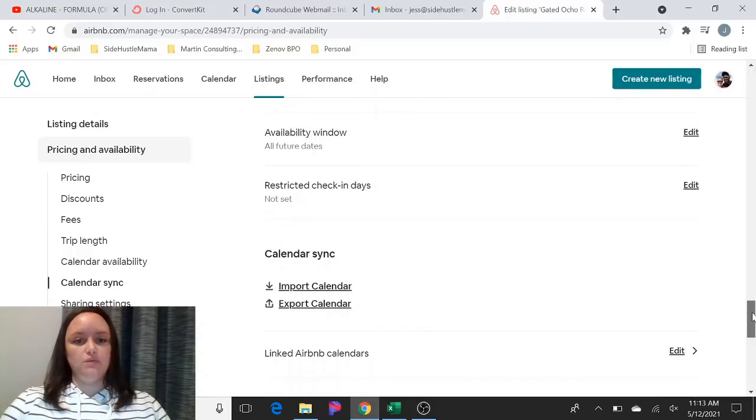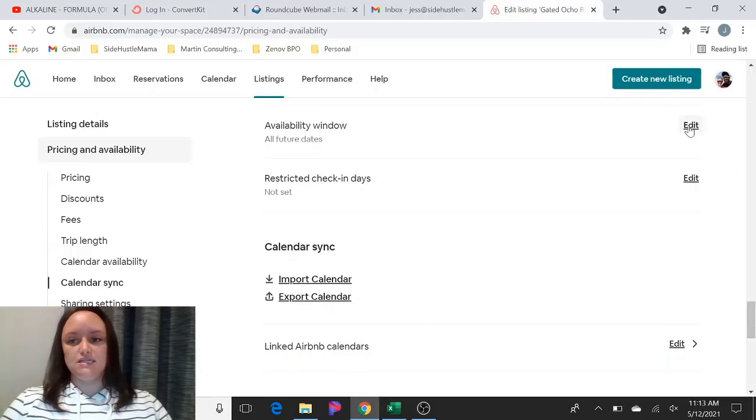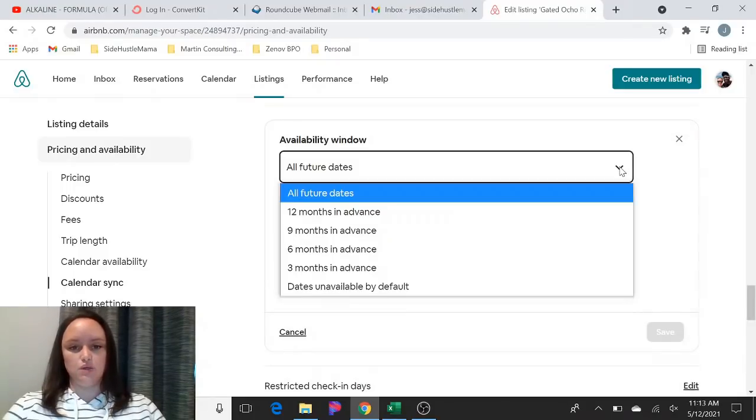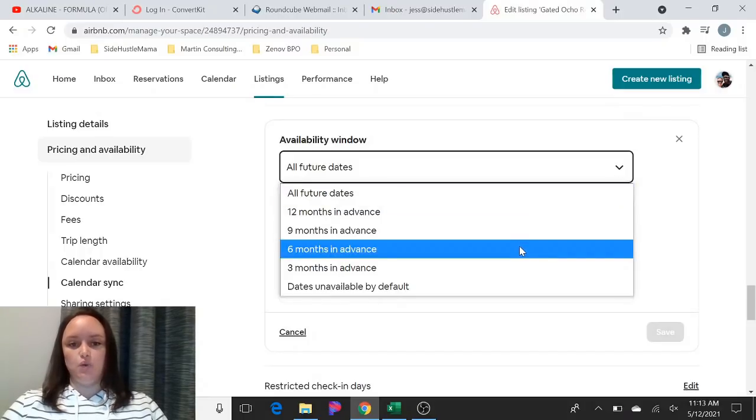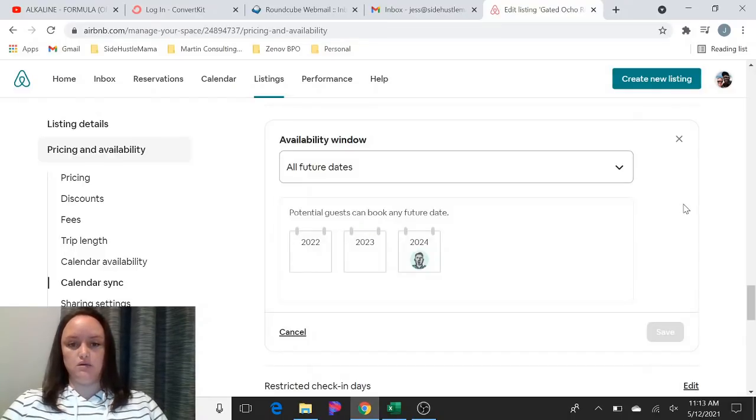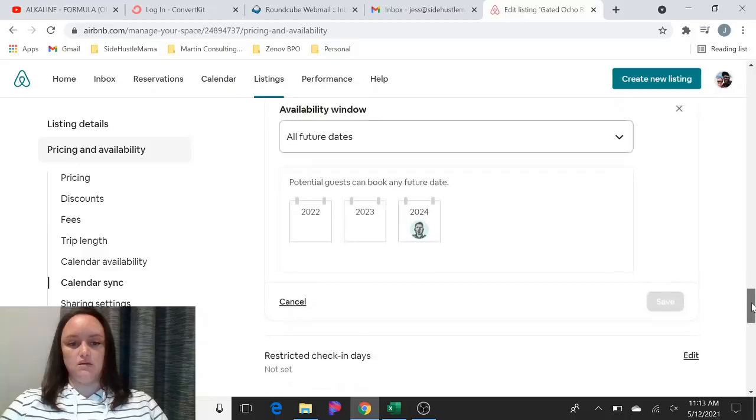Alright, so availability window, I say all future dates. You can edit this to 12 months in advance, 9 months in advance. If you only want people to be able to book your home 12 months in advance, then go ahead and make this selection. Because if someone's planning a trip for a year from now, they would be able to book. However, if you say you only want bookings 6 months in advance, then you're only going to get bookings up until that point. So that's important also to keep in mind.